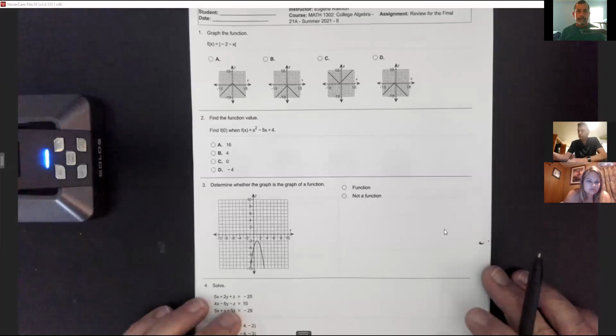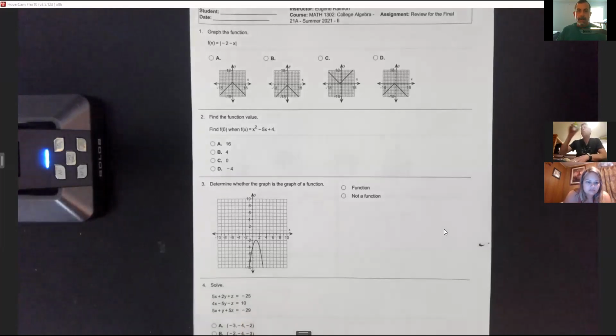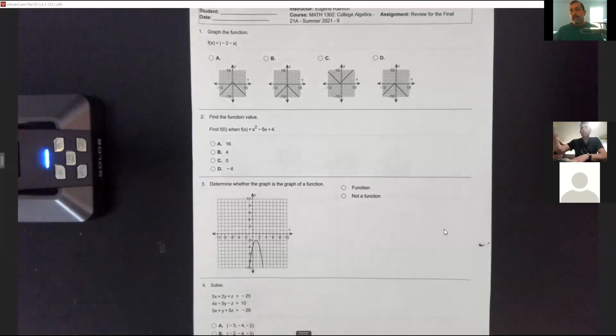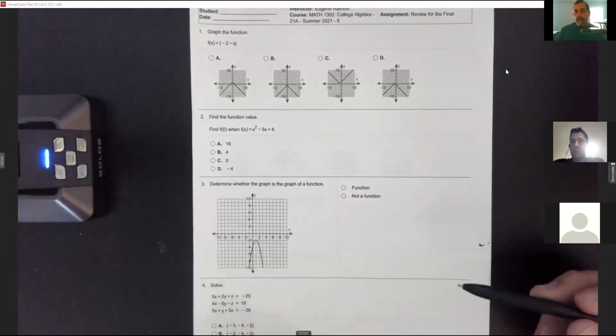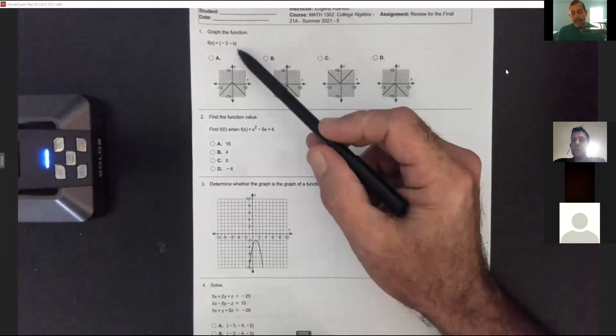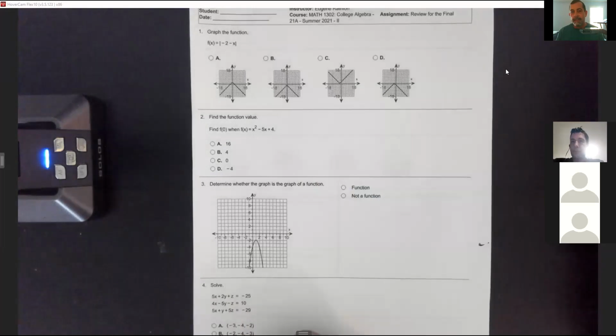So I'm going to share the screen to my camera. So what I did is I printed out our review. That way we could go through this. And I'll do these by hand on some of these, but I'll show you on the calculator also.